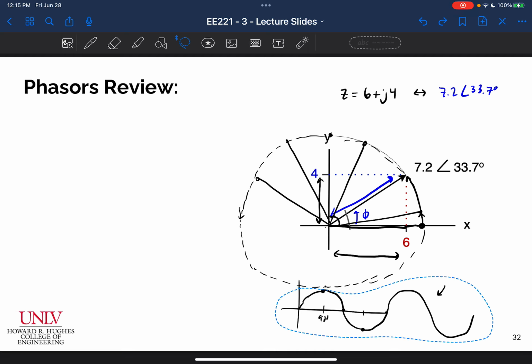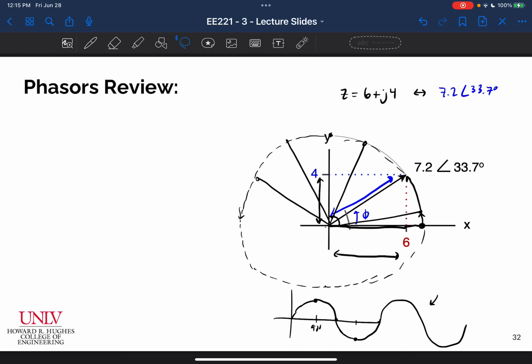We sweep it around in a circle, and we plot the y value as we vary the angle. That is what a sine wave is. If we plot the x value, we get a cosine wave, which looks like this.